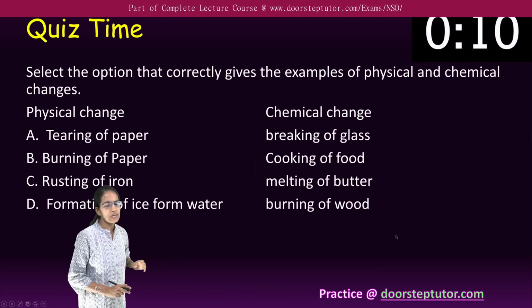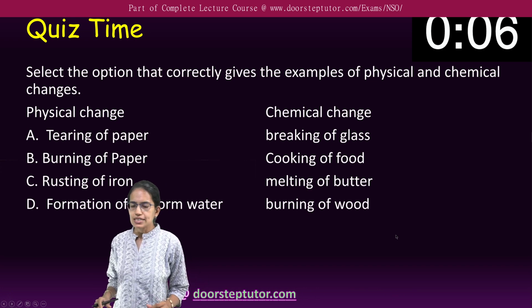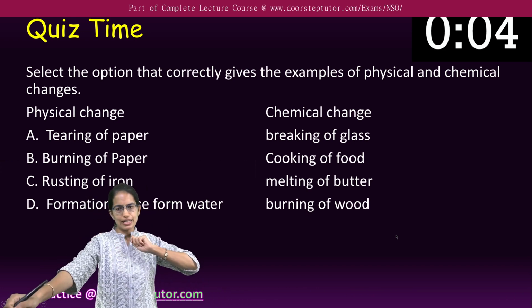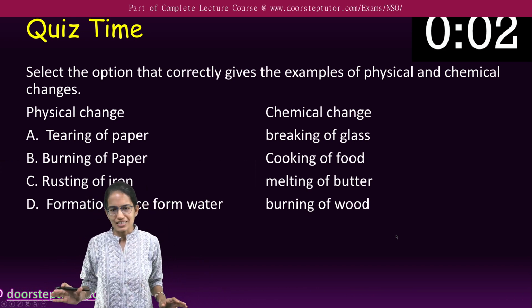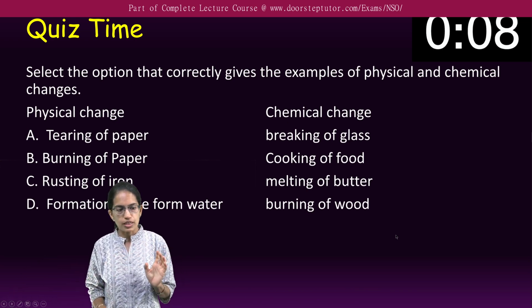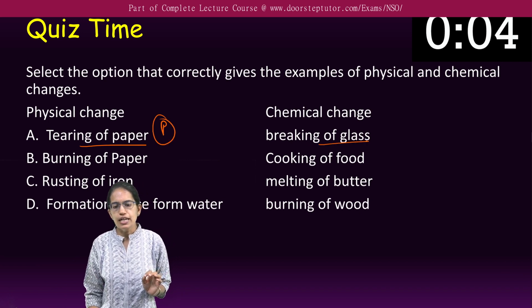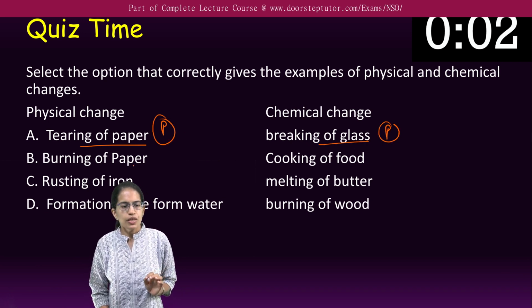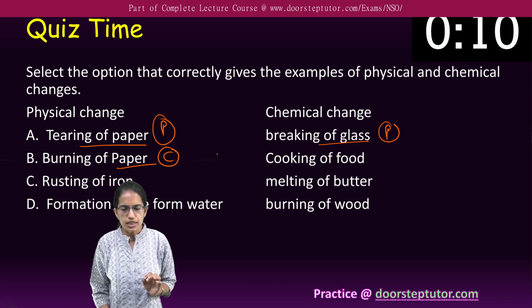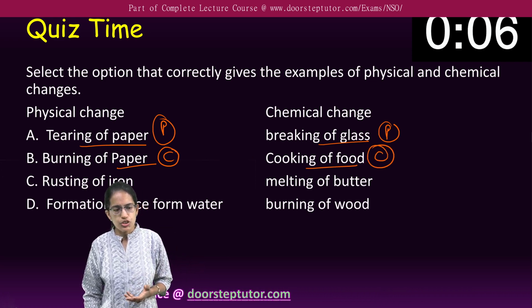The next is, we have to select which of them is a physical change and a chemical change. Physical change, I take a paper, I tear it. There is no chemical reaction going in. But if I burn a paper, there is oxygen reaction going in it. So tearing of a paper is a physical change. Breaking of a glass is again a physical change. Burning of a paper is a chemical change. Cooking, I am again using the energy, so chemical change.